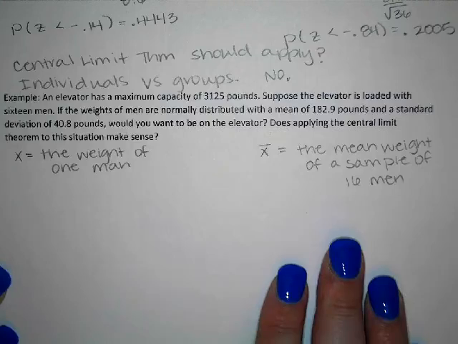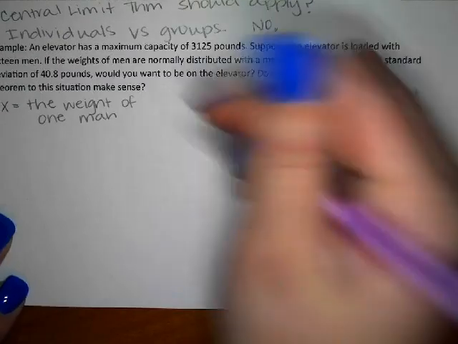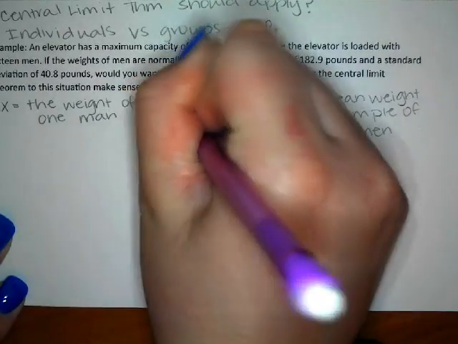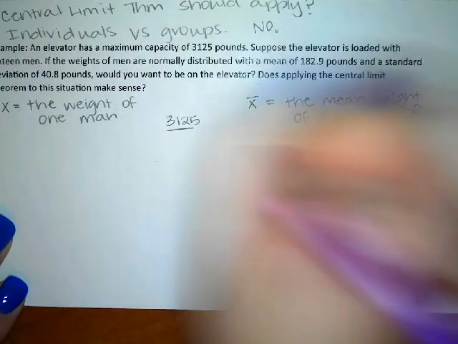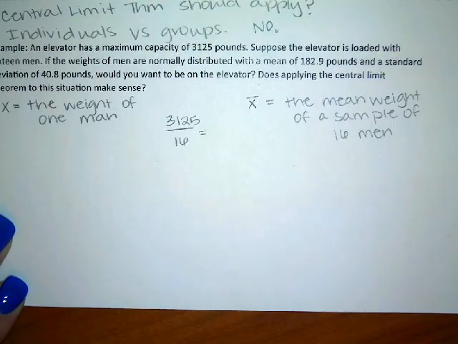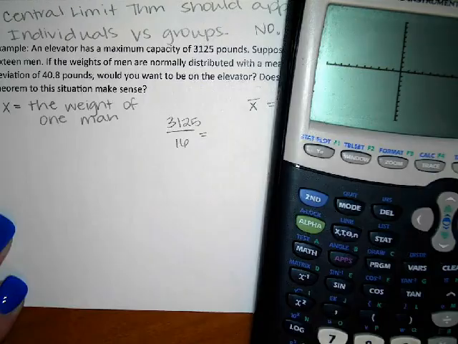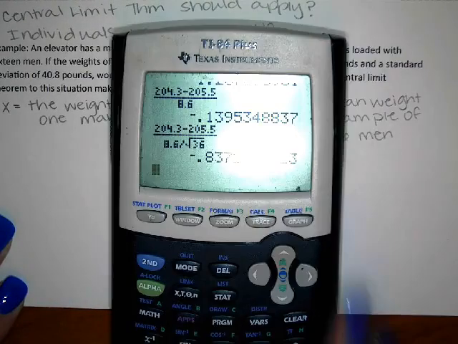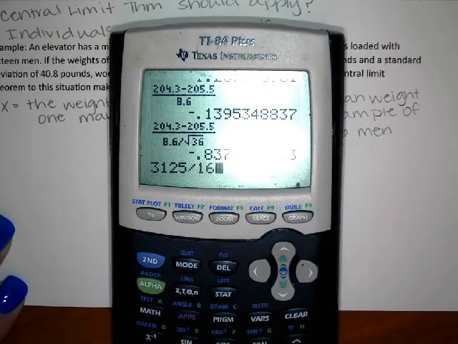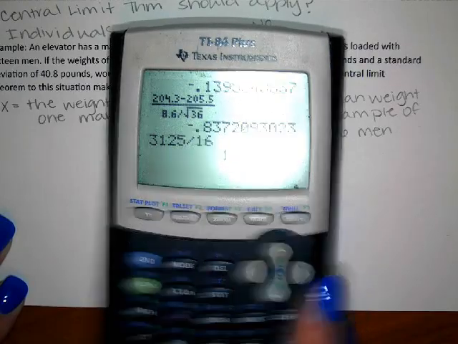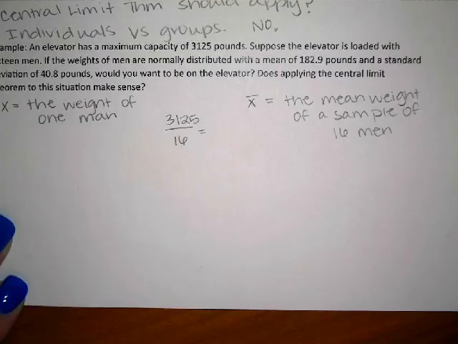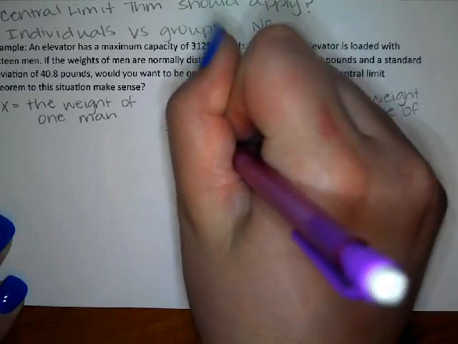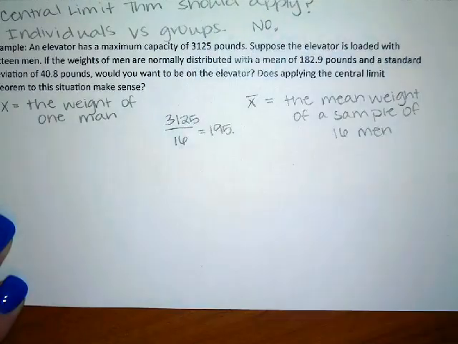3,125 pounds divided by 16 men is 195.3125, and I'm not going to round that, because anytime we have decimals that are easy to write down like that that we can use in our computations, it's going to make our final answers more accurate, so I'll just use the whole thing.